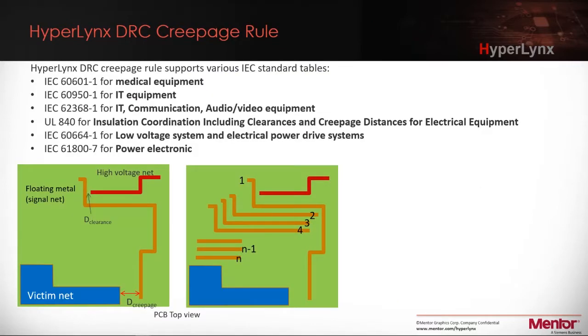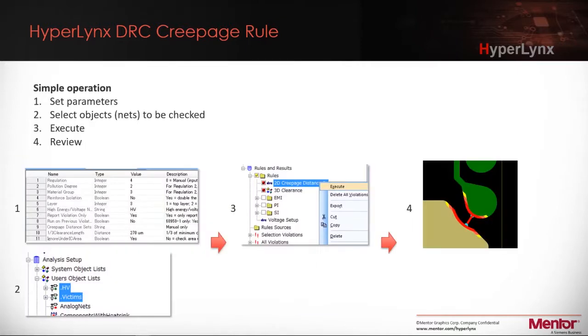The HyperLynx DRC creepage rules support various IEC standard tables. We have embedded in the automation of HyperLynx DRC the IEC charts for medical equipment, IT equipment, communication, and audio video, installation coordination, low voltage system and electrical power drive systems standard, and a power electronics standard. I want to discuss how we can perform automatic creepage checks with the HyperLynx DRC creepage rules.